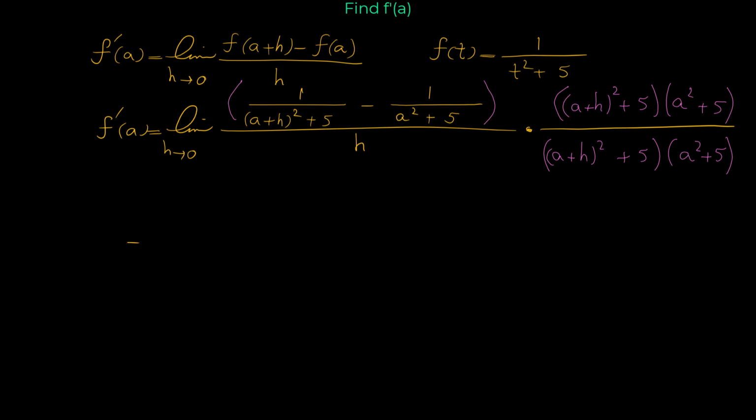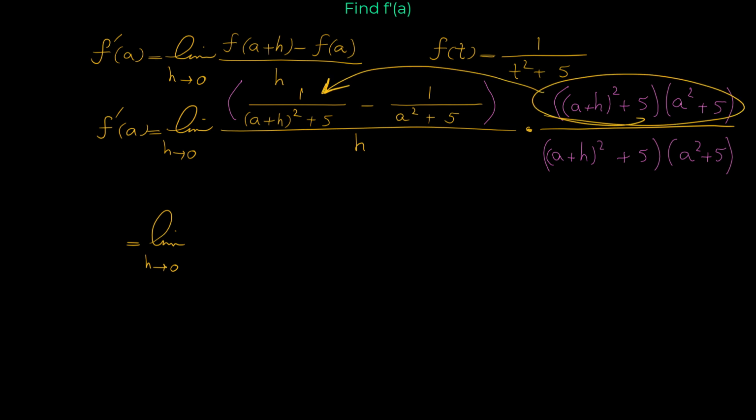Now, when we multiply the big bracket here by the first fraction, what happens? This cancels with this, but what remains? Only a to the 2 plus 5 remains.